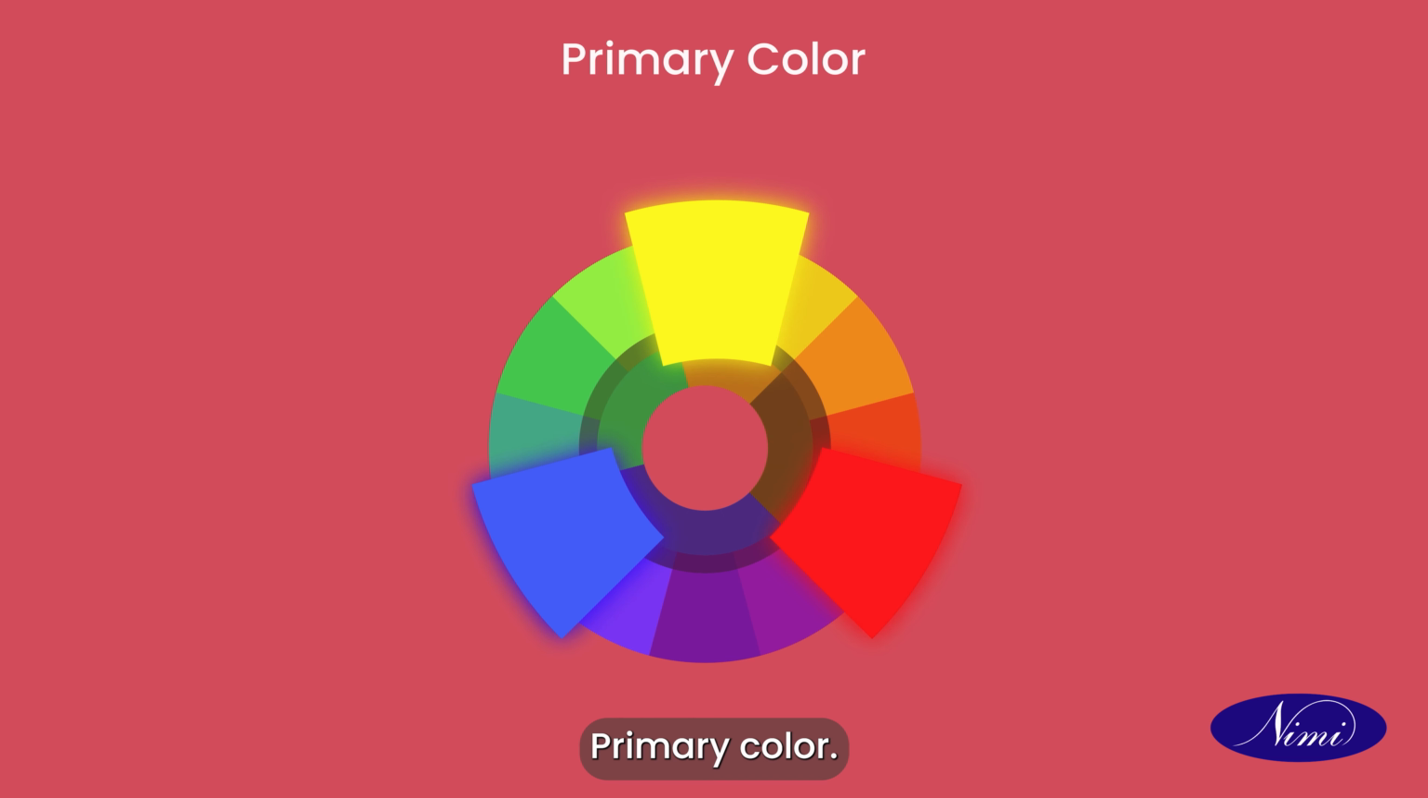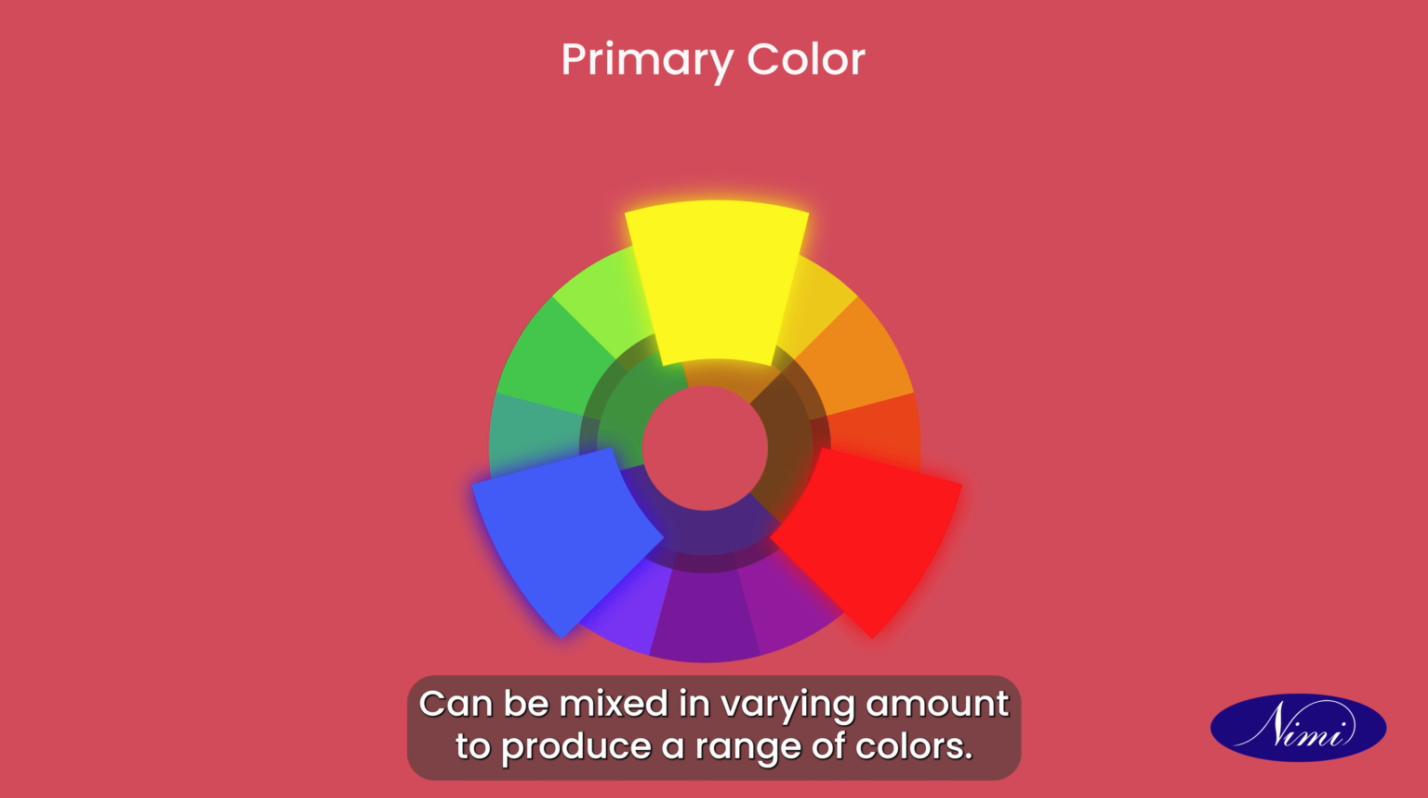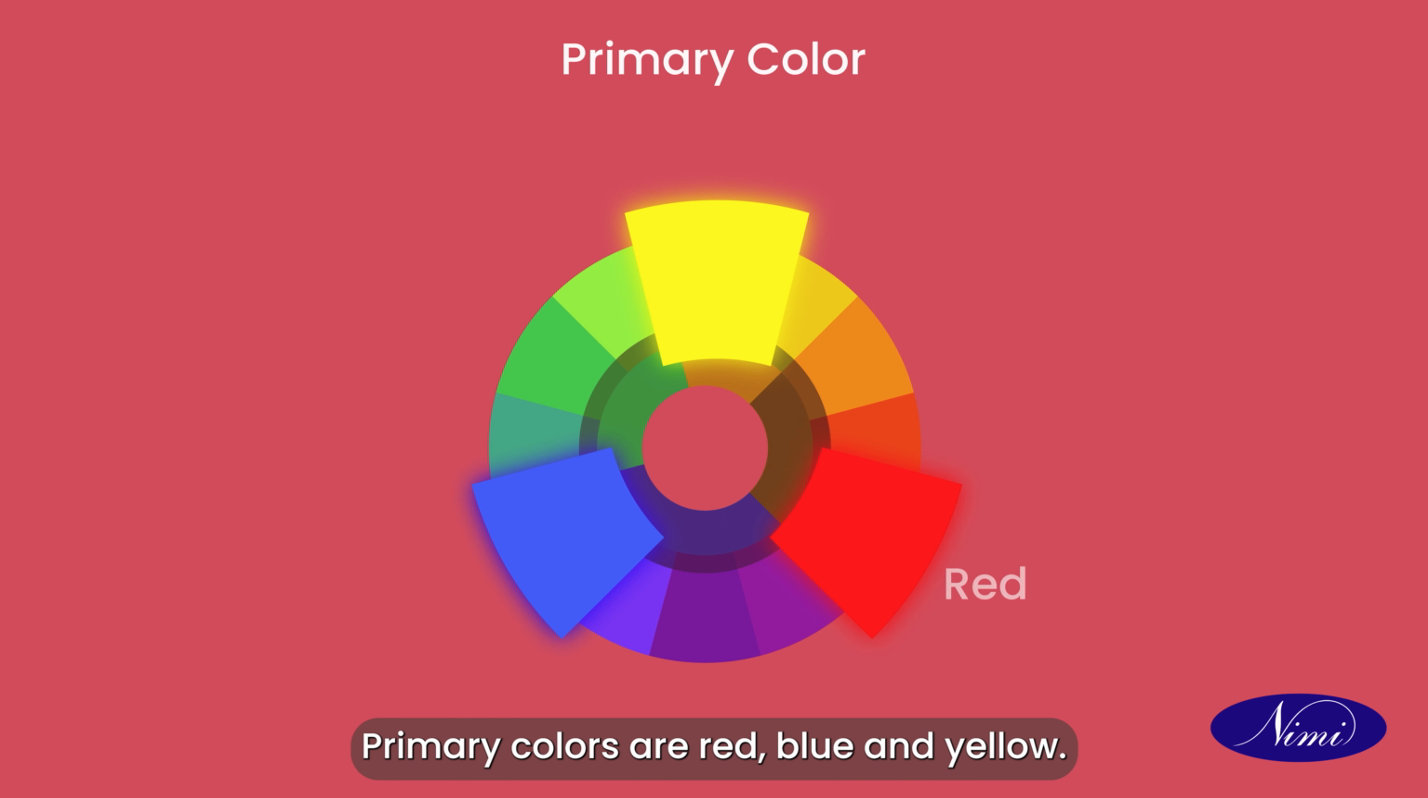Primary color. A set of primary colors consists of colorants or colored lights that can be mixed in varying amounts to produce a range of colors. Primary colors are red, blue, and yellow.